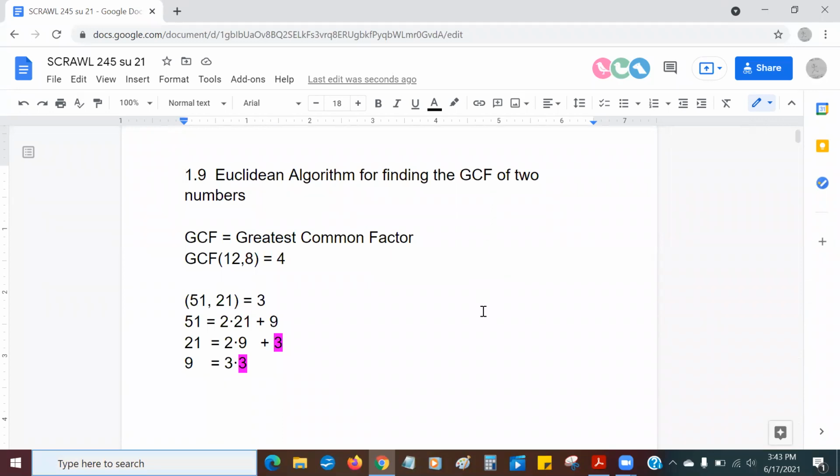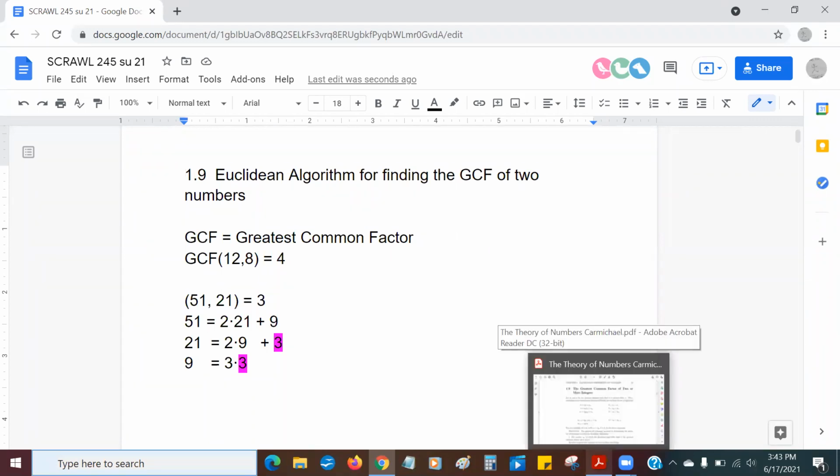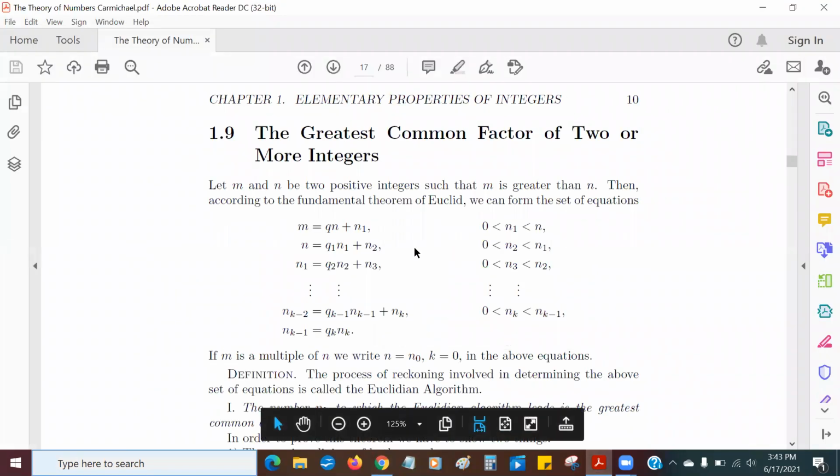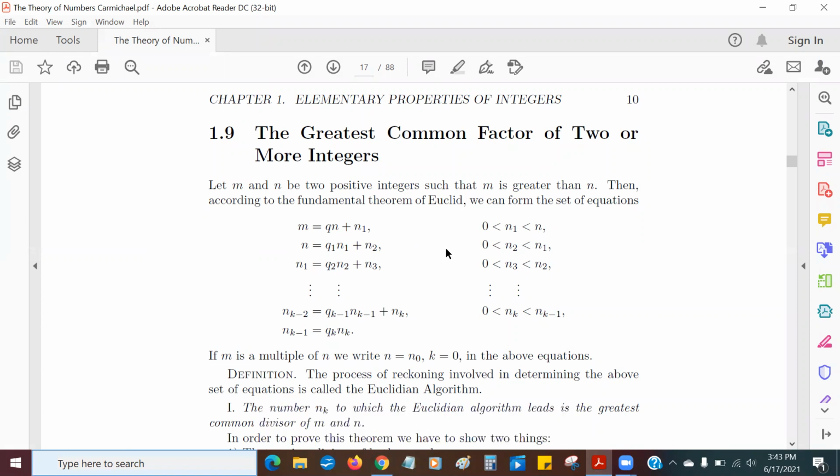Okay, so let's go back to our textbook now. Let m and n be two positive integers such that m is greater than n. So these are just the pair of numbers that we started with. I'm going to go through this process now, only now hopefully it'll make a little more sense because this is going to remind us of the examples that we just saw.